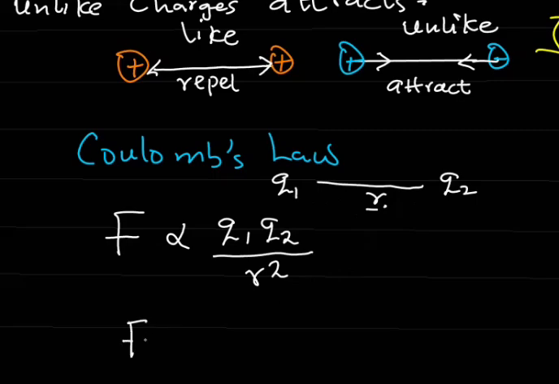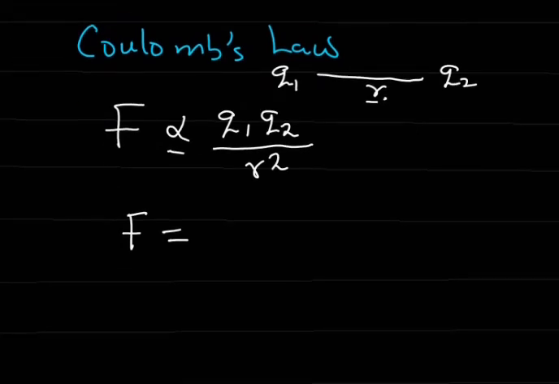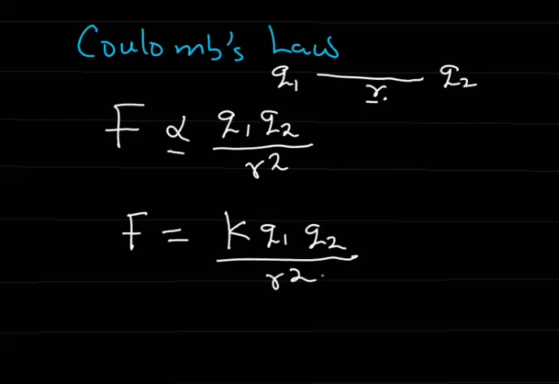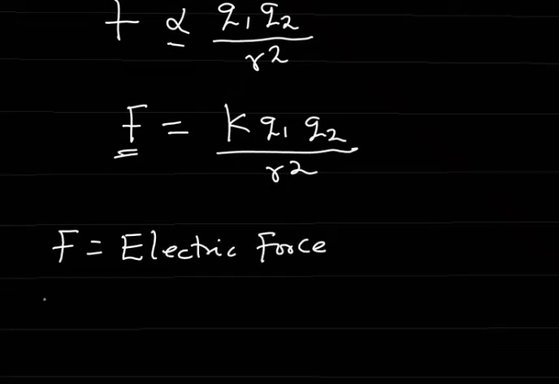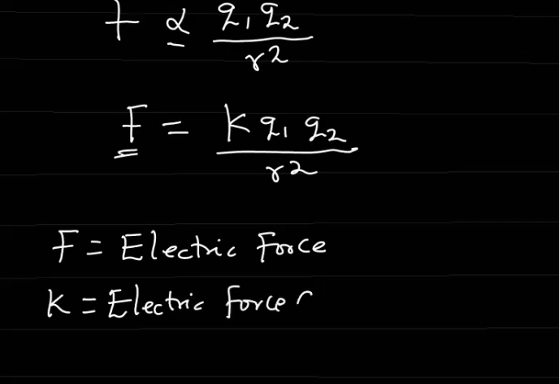In mathematics, we always replace the proportional sign with an equal sign, then we introduce a constant. So F is equal to K q1 q2 all over r square. The force F is the electric force. The K is the electric force constant. It's a constant.